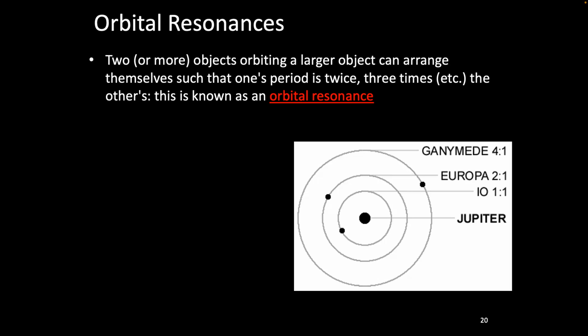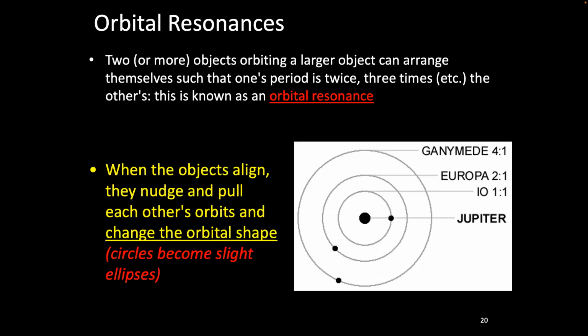The fact that they are coming back to these same places every single time allows them to participate in something very unusual. And I'll show you that in a few seconds. They can change their orbital shape. Instead of being just circles, they can be those ellipses we talked about. Remember, ellipses were just squished circles, like an elephant sitting on top of it.